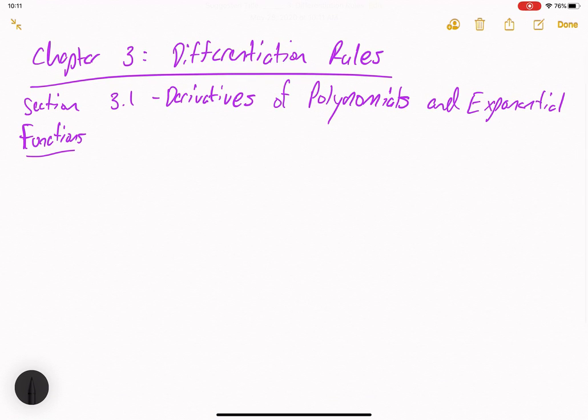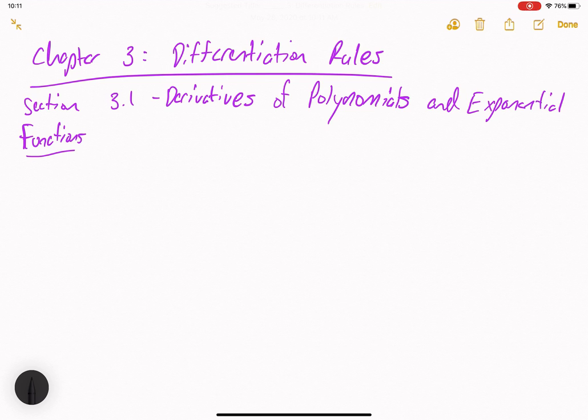Hello guys, today we're going to be covering section 3.1, derivatives of polynomials and exponential functions. But really we're going to be starting chapter 3 today, which is just more differentiation rules. So we introduced derivatives, how to find derivatives, some notation for derivatives. But now we actually have to get into the meat and bones. Kind of like what we did with limits.